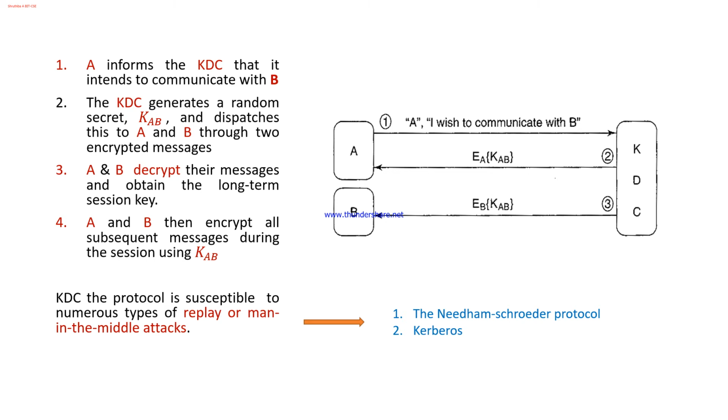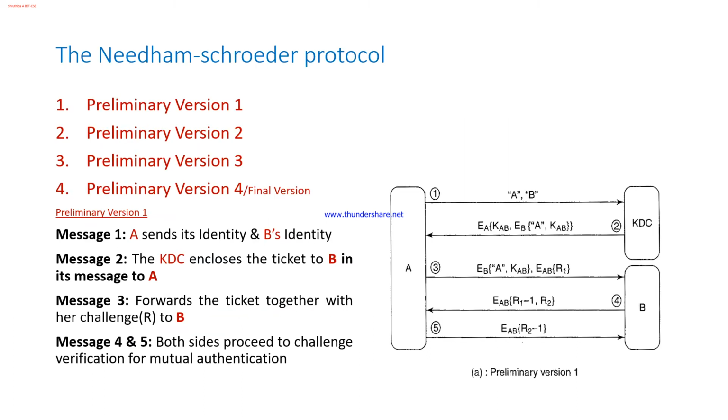These are the two protocols we have for discussion. First, I'll take the Needham Schroeder protocol. As I already mentioned, they did not come out with one single protocol on the whole. They came out with one protocol, but it was prone to attacks. So next they thought how to overcome this attack, which resulted in version 2. Again, version 2 was also prone to attacks, so next they came out with version 3.